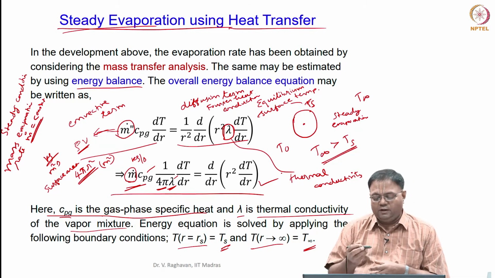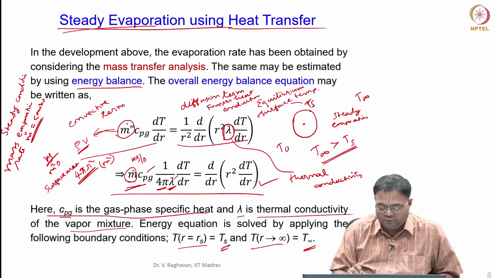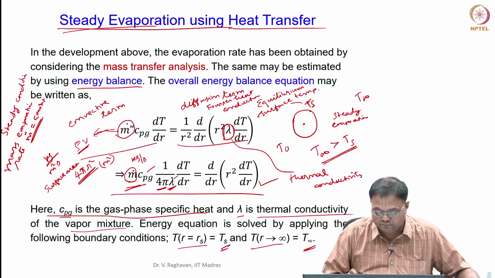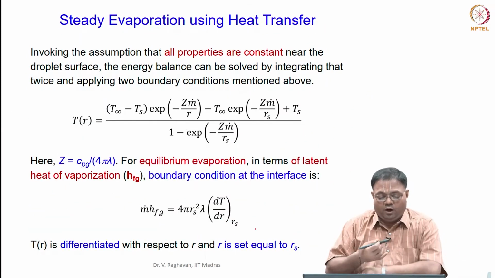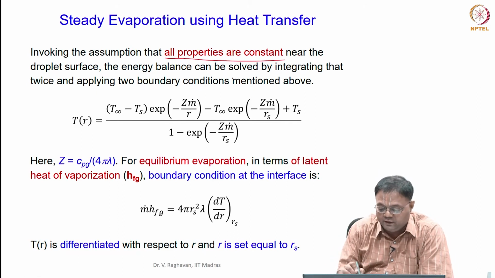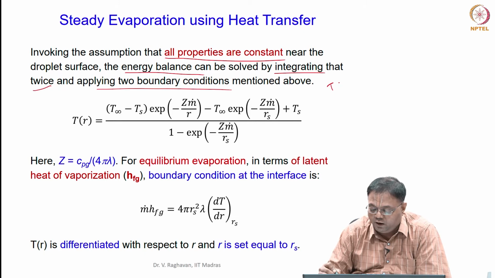So, when you do that, then we can get proper values for the mass evaporation rate. So, this equation is a second order equation which can be integrated twice and apply the boundary condition to get the values. Okay. So, that is what we are going to do next. As I told you, all the properties are assumed to be constant, and I can integrate the energy balance equation 2 times and apply the boundary conditions what we have: at R equal to Rs, T equal to Ts, and as R tends to infinity, T will be equal to T infinity.